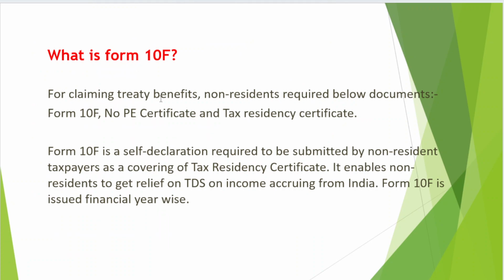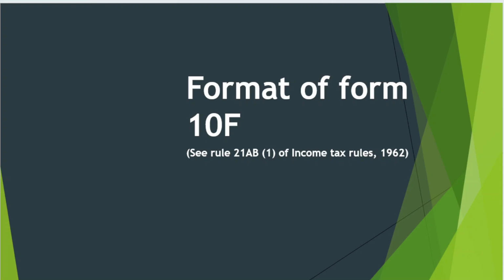So the first question is what is Form 10F? For claiming the treaty benefits, the non-resident requires the documents below. As I already discussed, Form 10F, no PE certificate and TRC are required. Form 10F is a one-pager simple document. This is a self-declaration document required to be submitted by the non-resident as a covering of the tax residency certificate. It enables the non-resident to get the relief of TDS on income accruing from India. Form 10F is issued financial year wise.